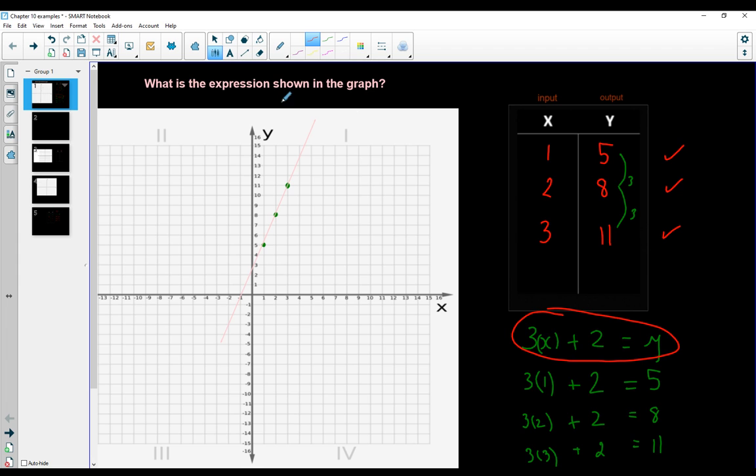So the question says, what is the expression shown in this graph? Well, the expression is 3x add 2 equals y. To recap, how I did that was to look at those values in the graph, make a table of values, and then determine the expression by trying it out with 3 of the input values.